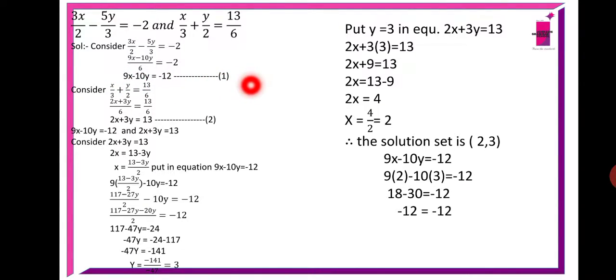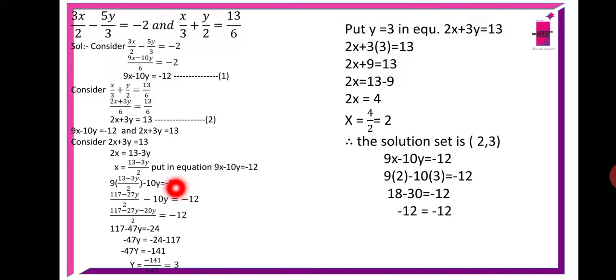Or you can simplify that to a form without any denominator. Similarly, the second equation is also multiplied by 6, and you will get 2x + 3y = 13. So here what we are taking is x = (13 - 3y)/2, x in terms of y. In this equation we are going to substitute in the previous equation.